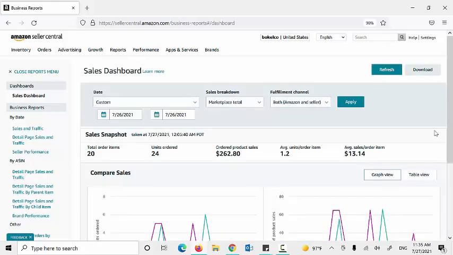Wait, it will show you on the 26th, meaning yesterday we had 20 orders. Okay, and how much was the total units? The total units were 24. Okay, the total sales were $262. Okay, and this is the average sales, something like that.